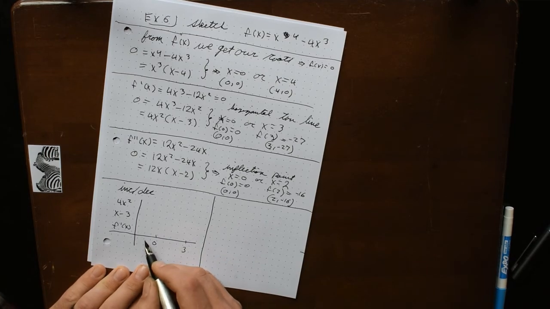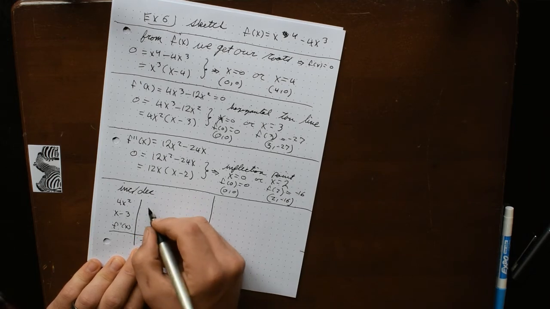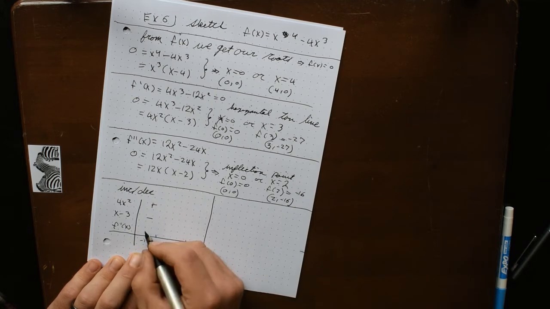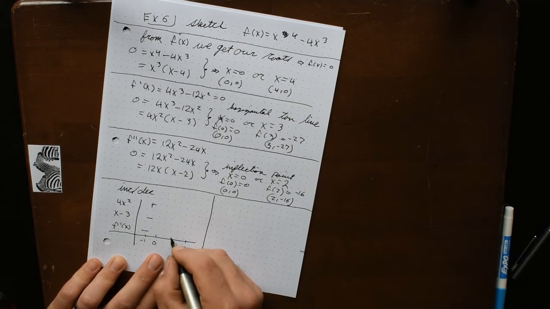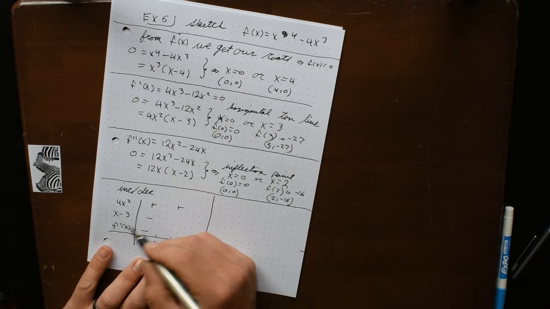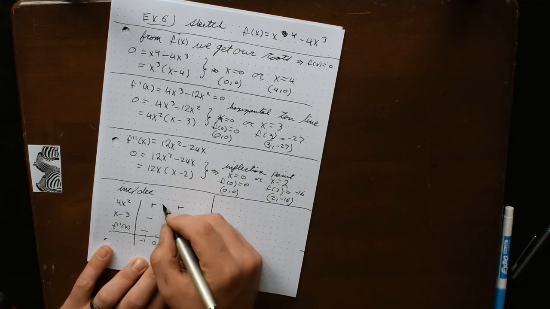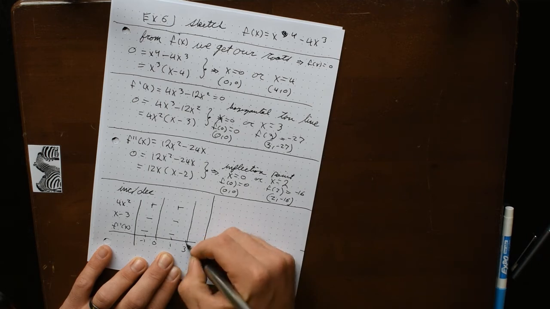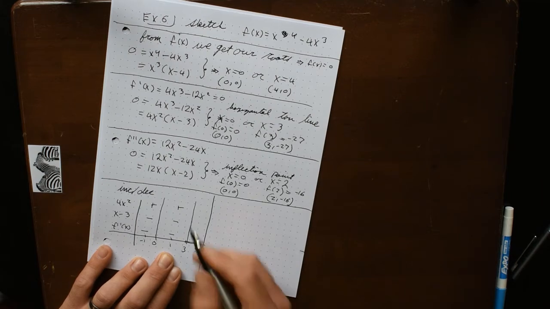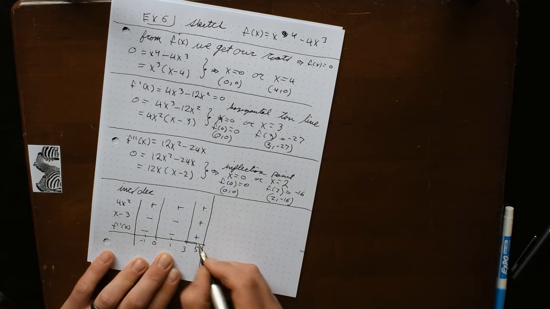We can pick any number from this region. I'm going to pick negative 1. Negative 1 squared is 1 times 4, a positive number. Negative 1 take away 3 is a negative number, and positive times negative is negative. I'm going to pick positive 1. 1 squared is 1 times 4, a positive number. 1 take away 3 is a negative number, and positive times negative is negative. We can pick any number bigger than 3. I'm going to pick 5. 5 squared times 4 is a positive number. 5 take away 3 is a positive number, and positive times positive is positive.